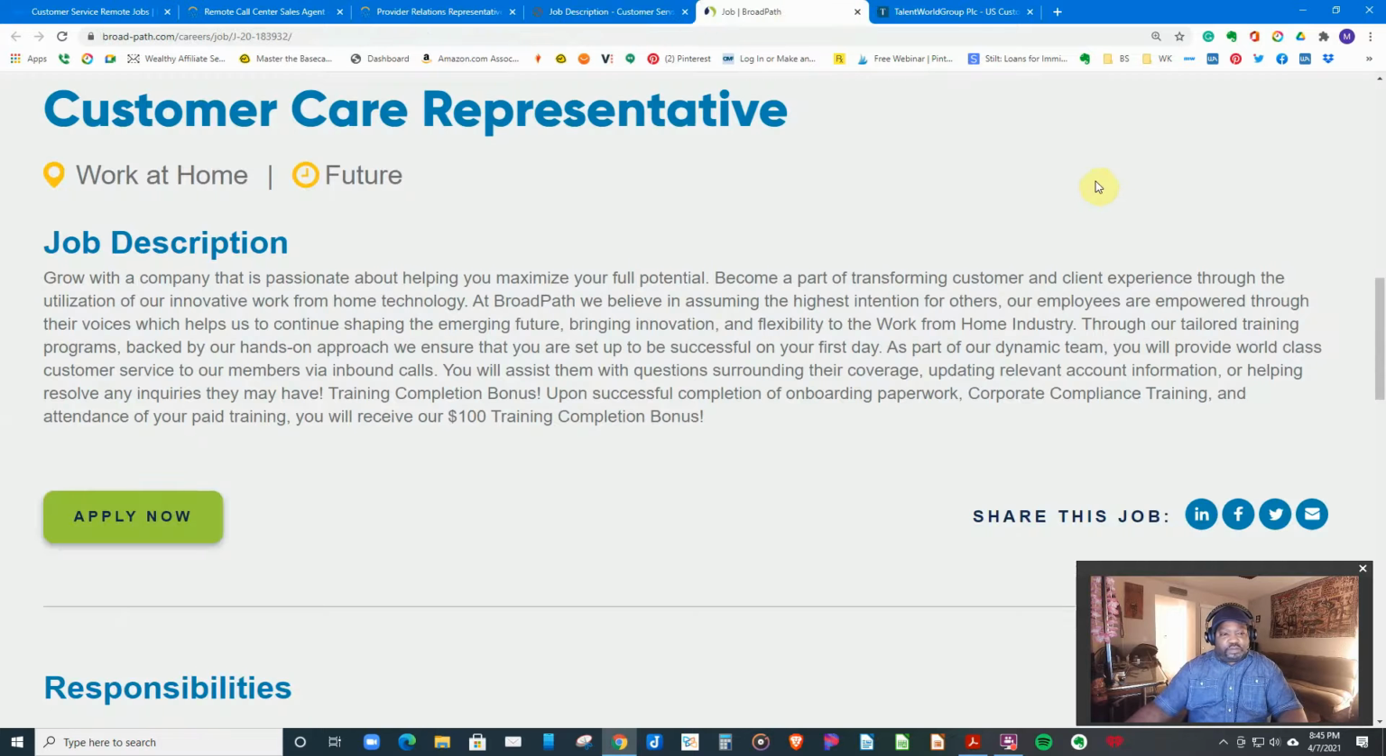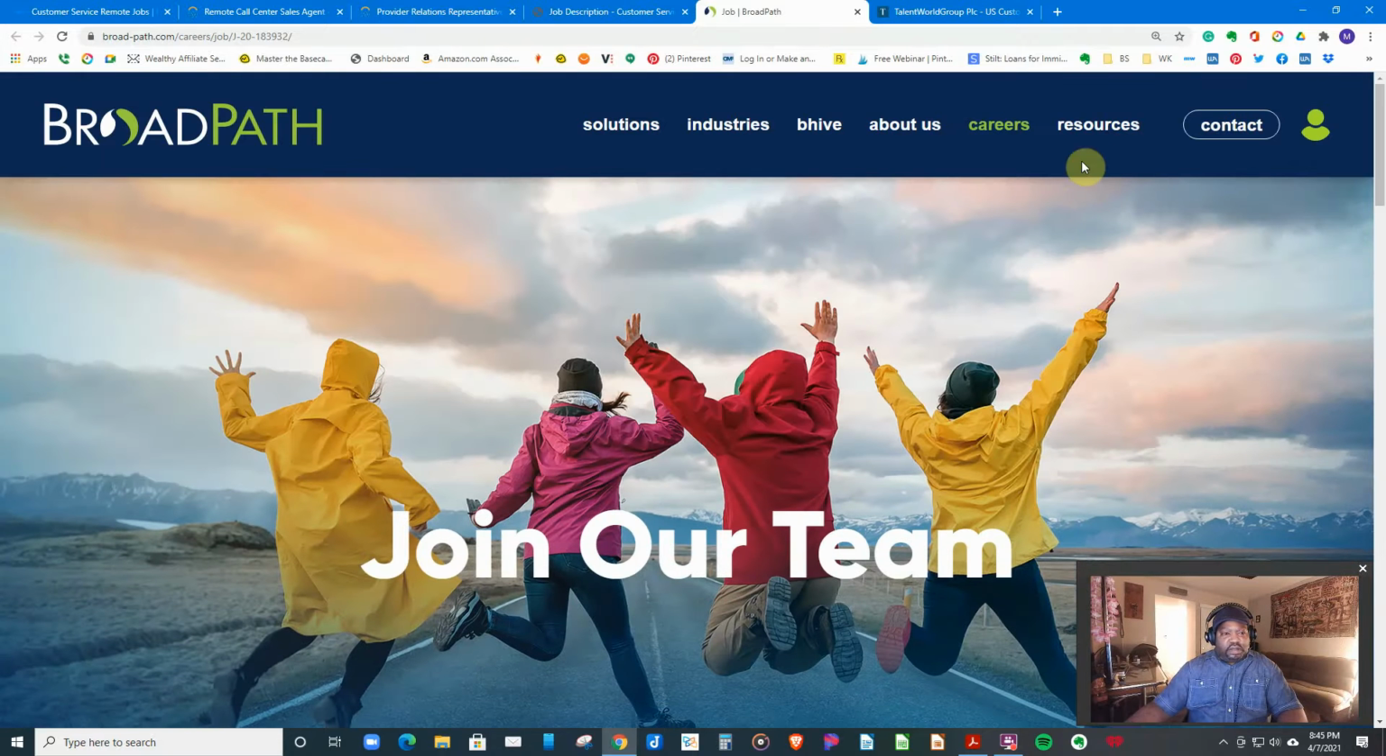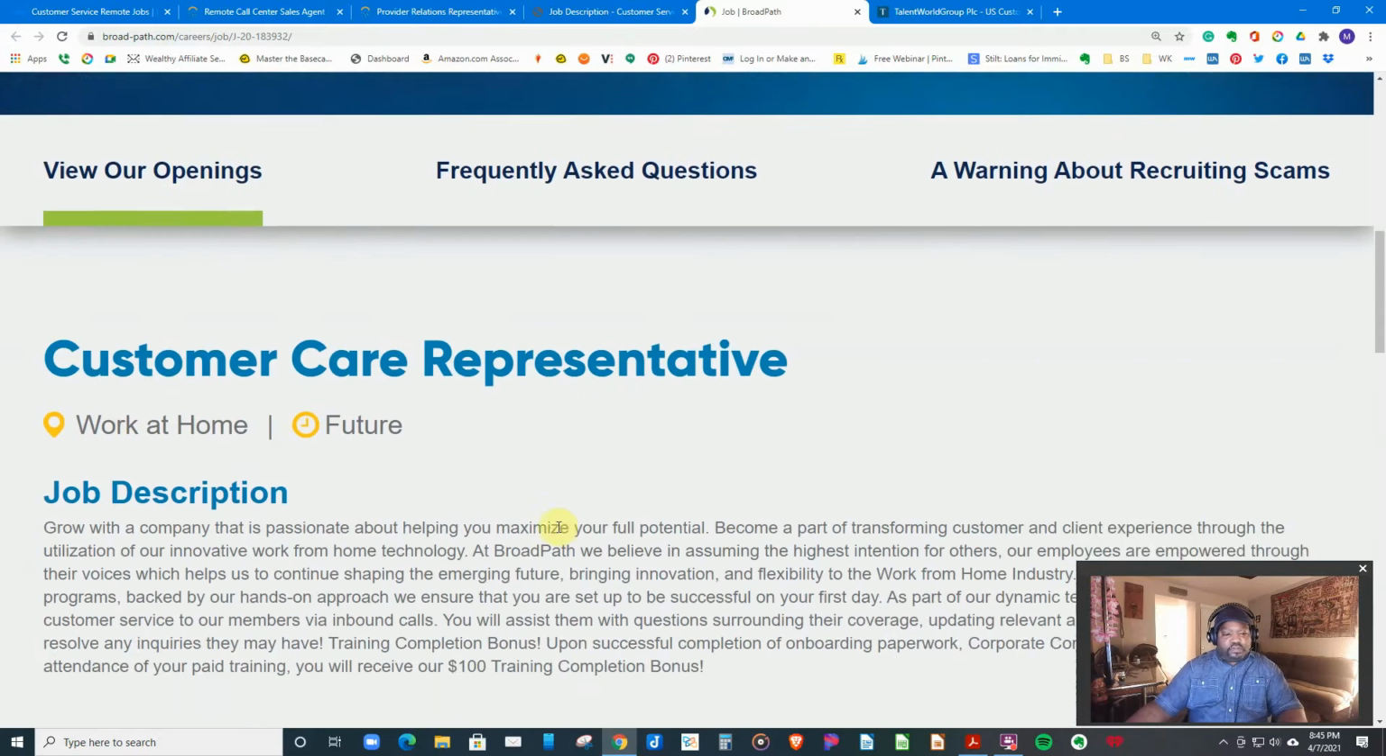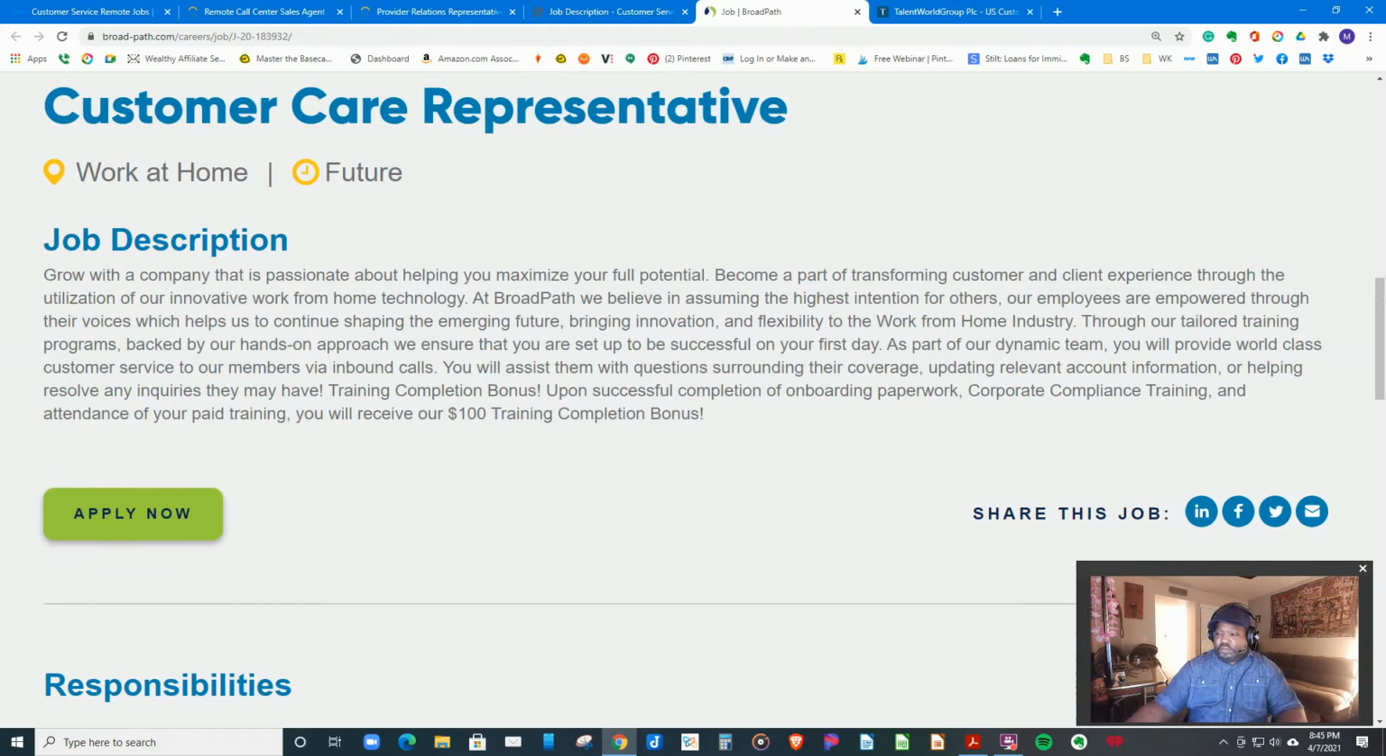Okay. Let's move on to the next one. This next one is with a company called BroadPath. Now, BroadPath, they are always hiring for something. BroadPath is an outsourcing call center specializing in healthcare, financial services, travel, and hospitality. Currently, BroadPath is looking for a customer care representative to work from home. And basically, you're going to resolve customer or patient inquiries and escalate that call to the correct department when appropriate. So if you can't handle that type of call, you're escalated to the appropriate department.